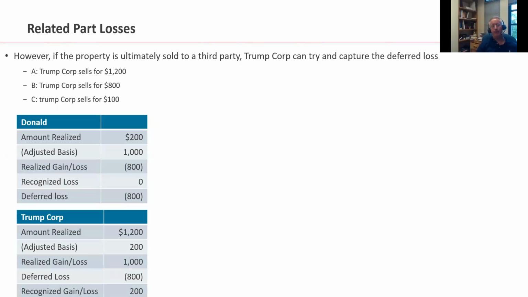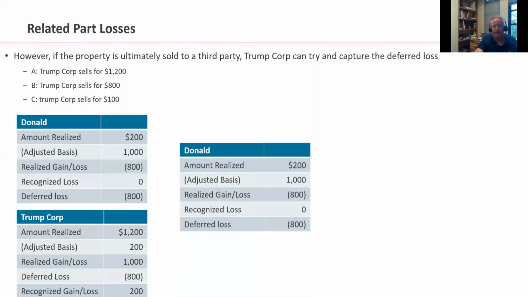Under the related party loss rules, they're allowed to include Donald's deferred loss as part of their gain or loss calculation. As a result, it reduces their gain to only 200. So if you think about it, when you sell it outside the family, that's when you can recognize that deferred loss.